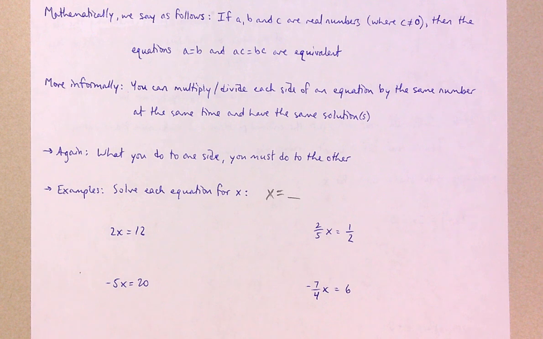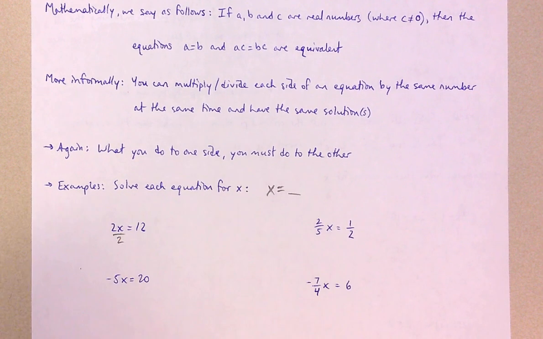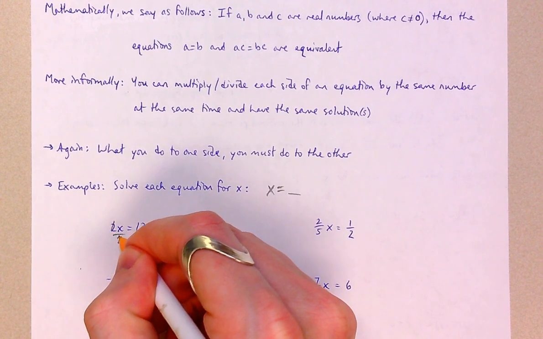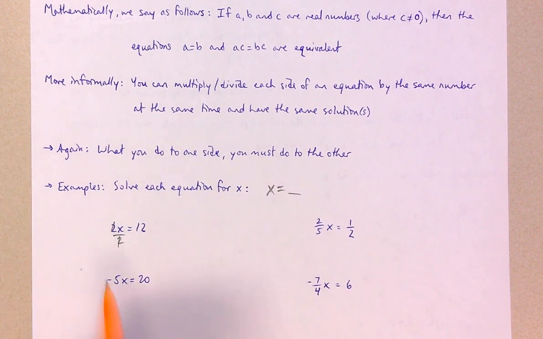So here I see that I have 2x is equal to 12. What can I do to this left-hand side so that I don't have 2 times x, I just have x? Well, if I divide this side by 2, then I have 2 divided by 2. Those will divide out to 1. And then I'll just have x.